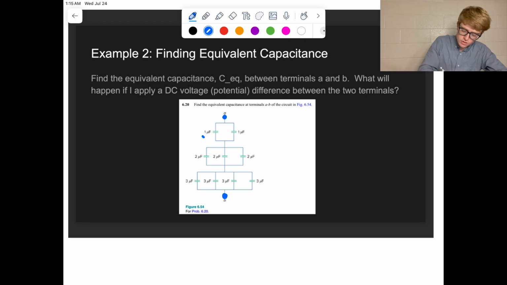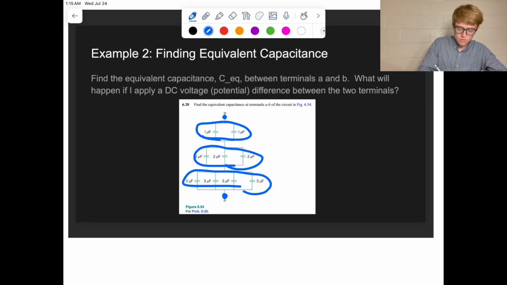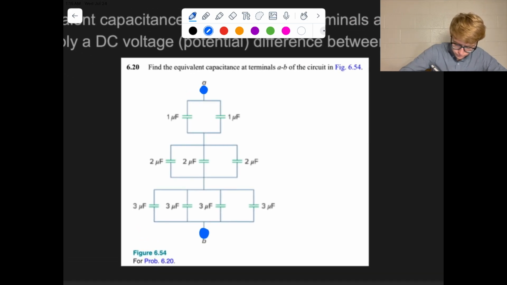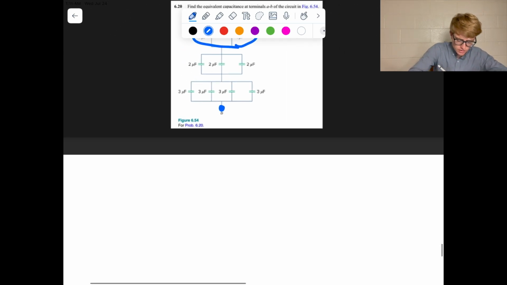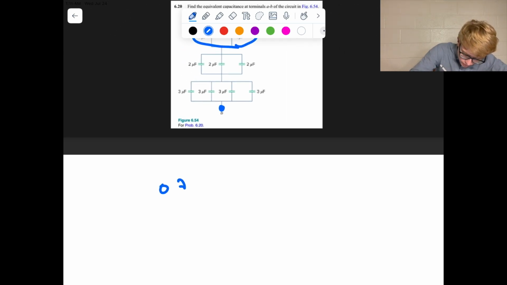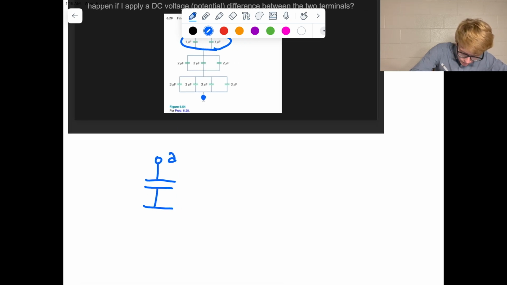So the first thing we see is that this group of capacitors, this group of capacitors, and this group of capacitors, each of the capacitors in those groups are in parallel, right? So what we can do is, remember, capacitors in parallel actually just add, so this is pretty easy. So we can simplify this down pretty quickly to something like this. So here's terminal A, we'll have one capacitor here, capacitor here, and there's terminal B.